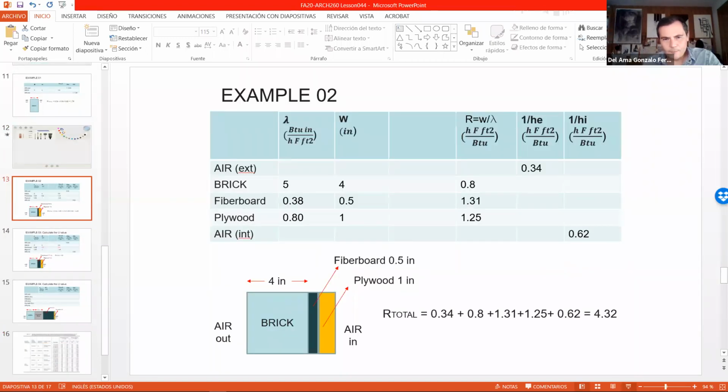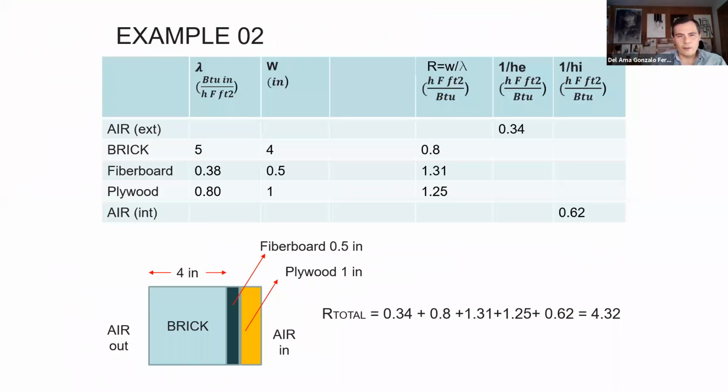What's next? So this is next. This is an example of a 3-layer wall. We have brick, we have fiberboard. In this case, fiberboard is just 0.5 inches. It's just for an example because it doesn't make any sense. This is not enough. We have to use thermal insulations of about 5, 6, or 10 inches. 0.5 inches is nothing, but for the sake of the example, I think it worked.